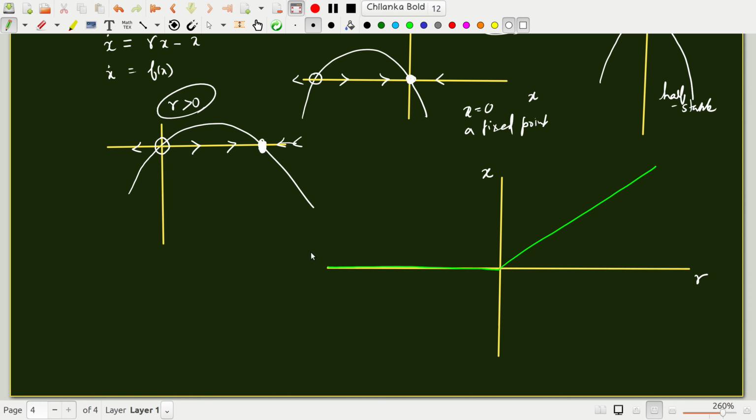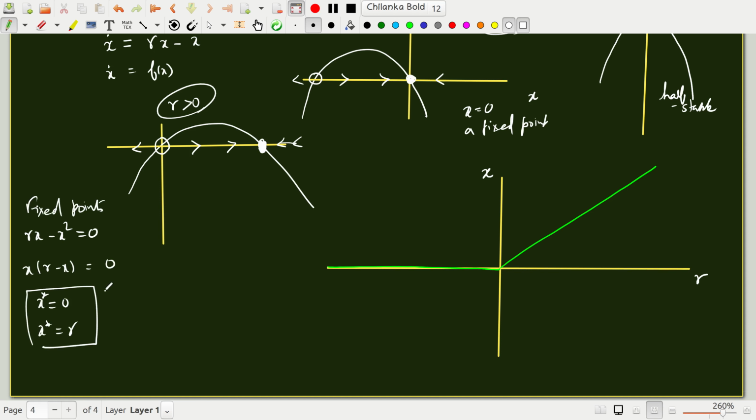Now the other solution. If you want to find what the two fixed points are, all you have to solve is rx minus x squared is 0 for fixed points. So x into (r minus x) is 0. So x star is 0 and x star is equal to r. These are the two fixed points.